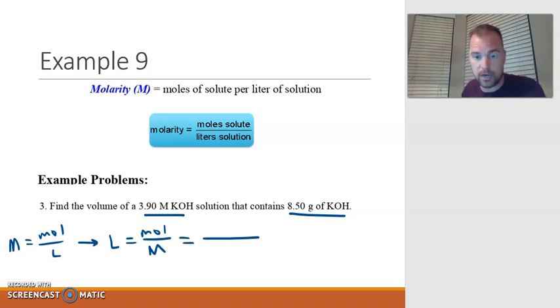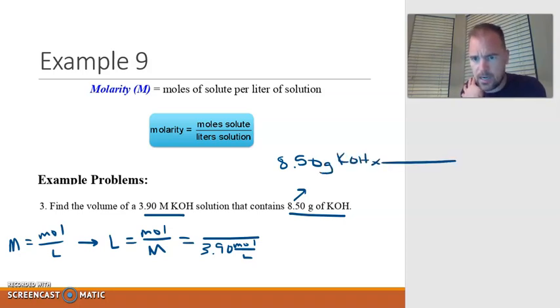Well, I know what my molarity is on the bottom. It's 3.90. So 3.90. And once again, I'm going to write moles over liters rather than capital M, just so you can see how units cancel. But on the top, I can't put 8.50 grams because otherwise the grams won't cancel with anything. I have to convert this into moles. Okay, so I'm going to do that. Hopefully you're feeling comfortable with that so far. We have 8.50 grams of potassium hydroxide. I need to convert that from grams to moles.